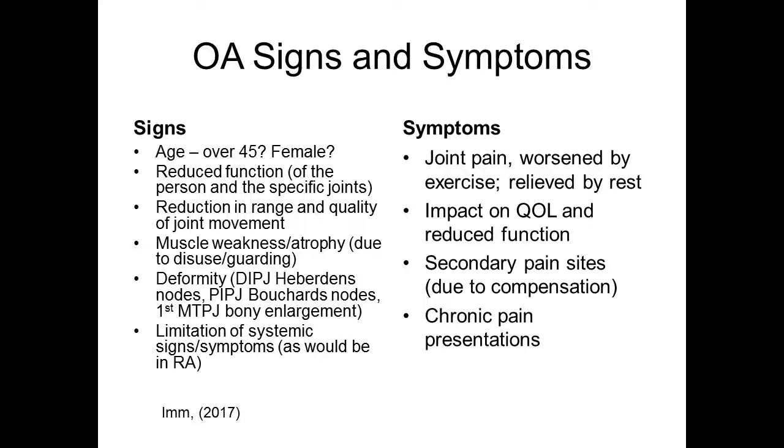In terms of the symptoms, that will vary widely between patients and who this condition affects, but some of the more common ones: joint pain worsened by exercise, relieved by rest, which is in contrast to some of the inflammatory arthropathies we'll look at, impact on quality of life and reduced function, and secondary pain sites due to compensation. Obviously, if one area is sore, it's a basic law mechanically that you will then try and offload that, and that will increase the tissue stress somewhere else, which is something we see regularly if we're working in MSK practice. And chronic pain presentation: the presentation of pain and dysfunction extends out with just the joint and the pathology itself, particularly in instances of chronic pain.